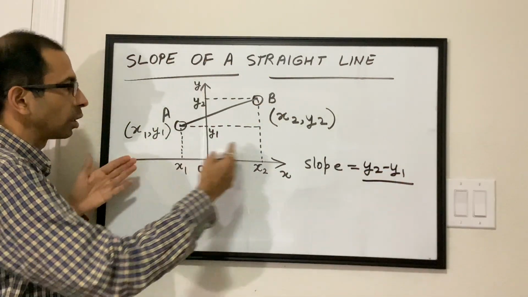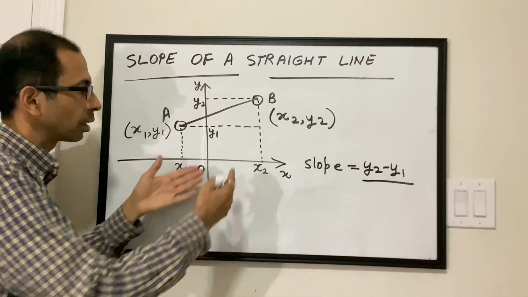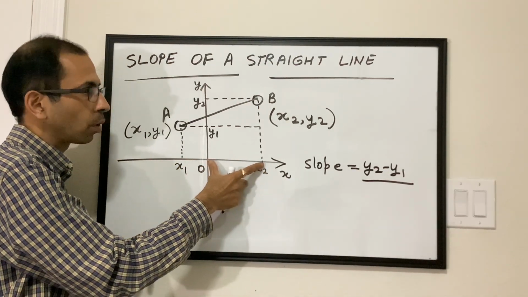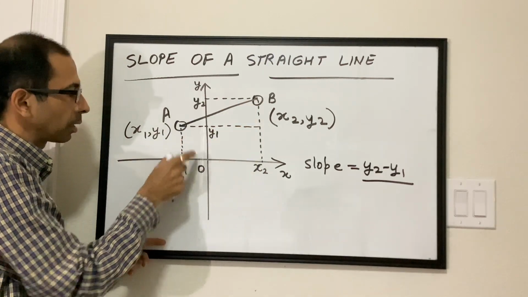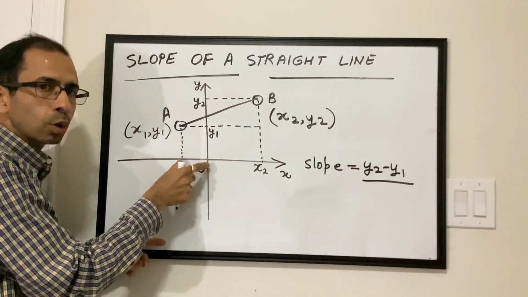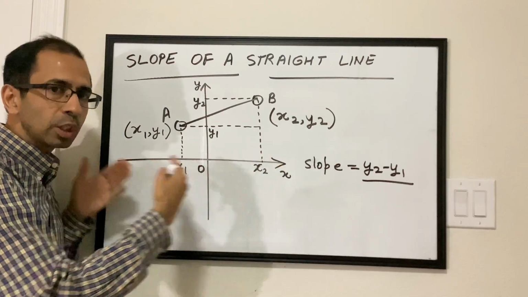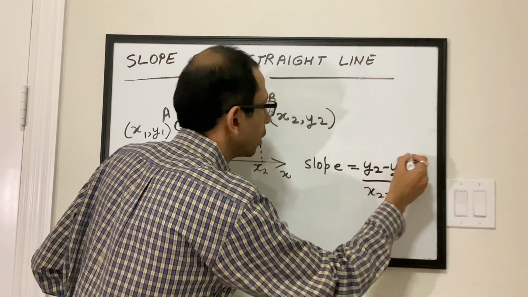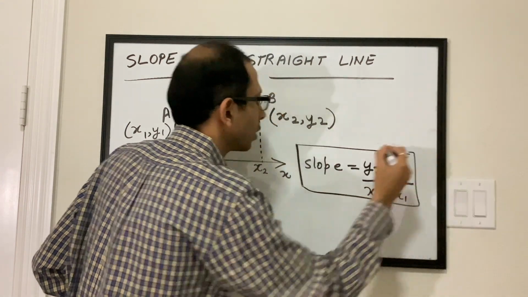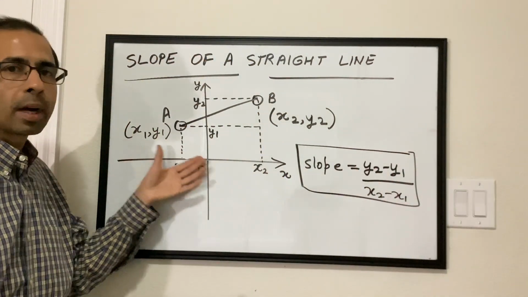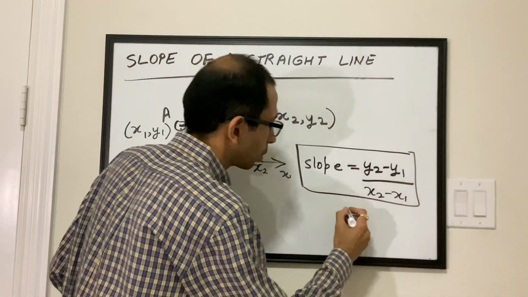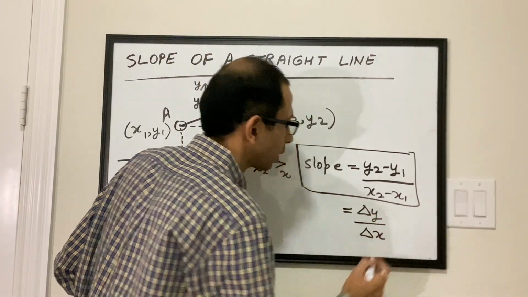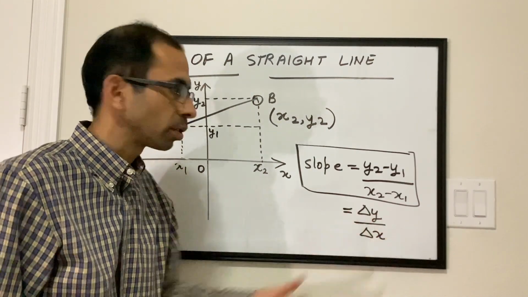divided by the change in x. In the same logic, the x value for B is x2, right? This is the x coordinate of point B, and x1 is the x coordinate for point A. So the change in x is x2 minus x1. So it is as simple as that. The slope is nothing but the change in y over change in x. We also sometimes call it delta y over delta x. Delta represents the change, right?